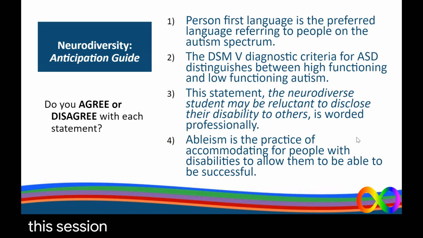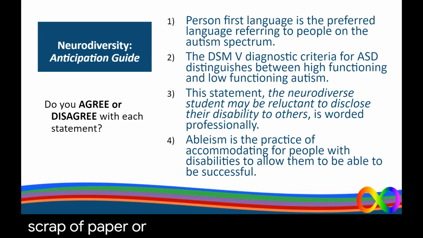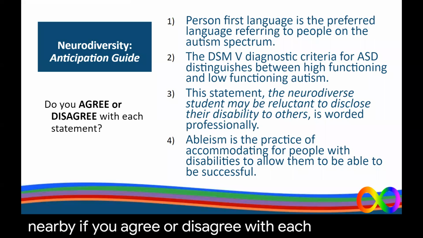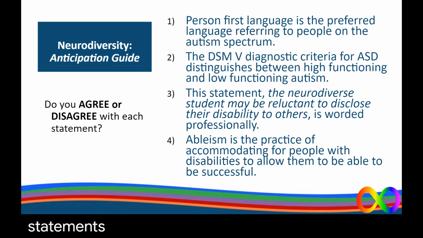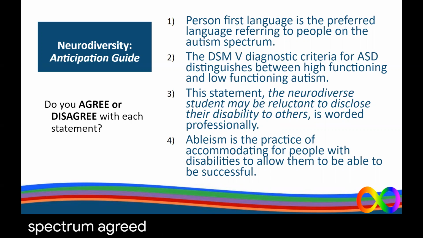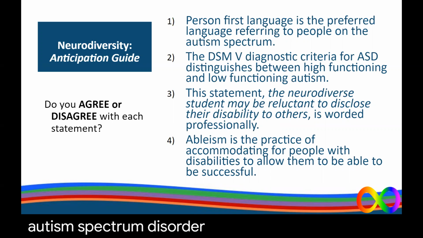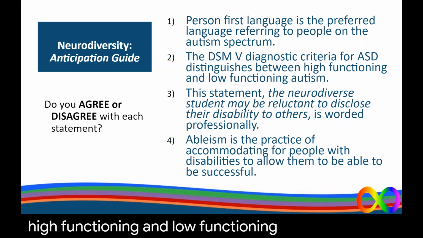Let's begin this session with an anticipation guide. As I read each of the 4 phrases on this slide, jot down on a scrap of paper or some kind of paper that you have nearby if you agree or disagree with each of the statements. Number 1, person first language is the preferred language referring to people on the autism spectrum. Agree or disagree? Number 2, the DSM (Diagnostic and Statistical Manual) 5 criteria for ASD, autism spectrum disorder, distinguishes between high functioning and low functioning autism.